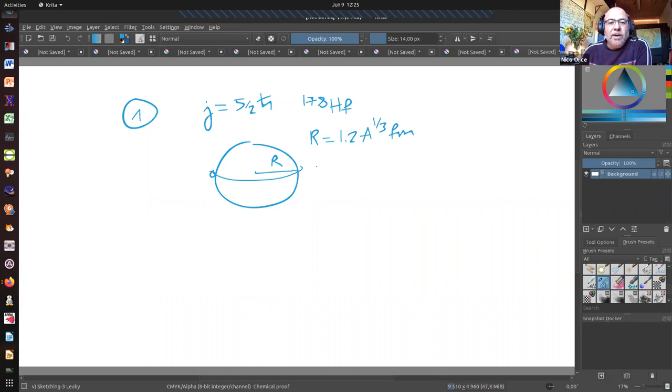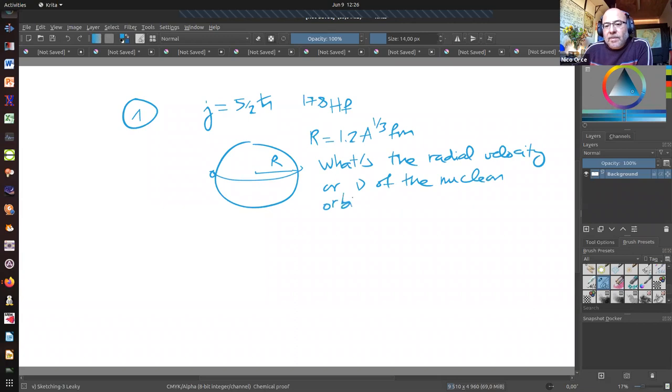So I want you to tell me what is the radial velocity, or the frequency, of the nucleon orbiting around hafnium-178, assuming that you have a spherical shape, just to simplify things.